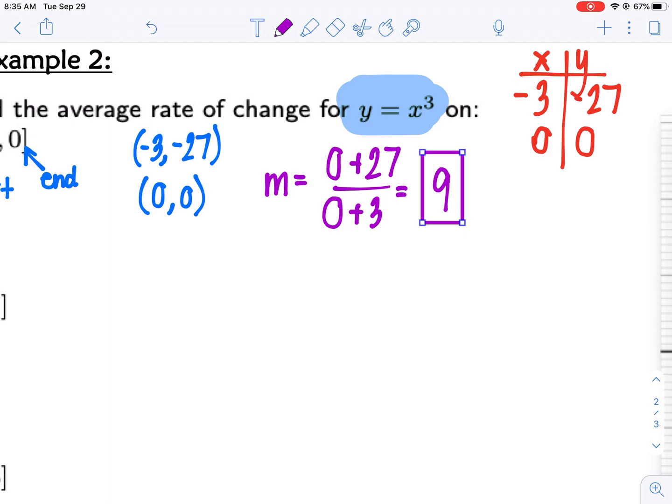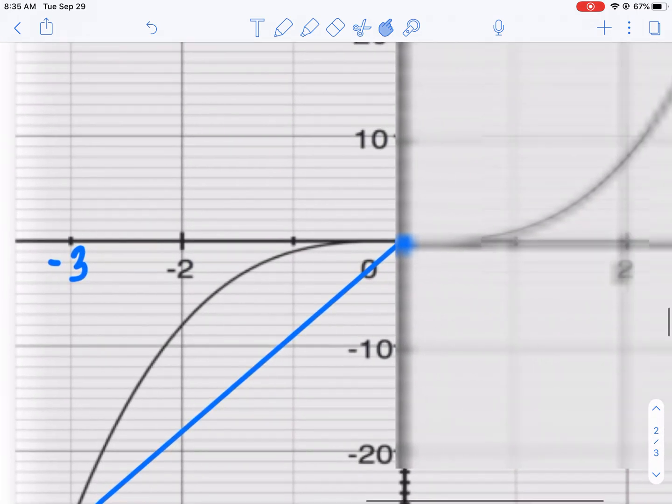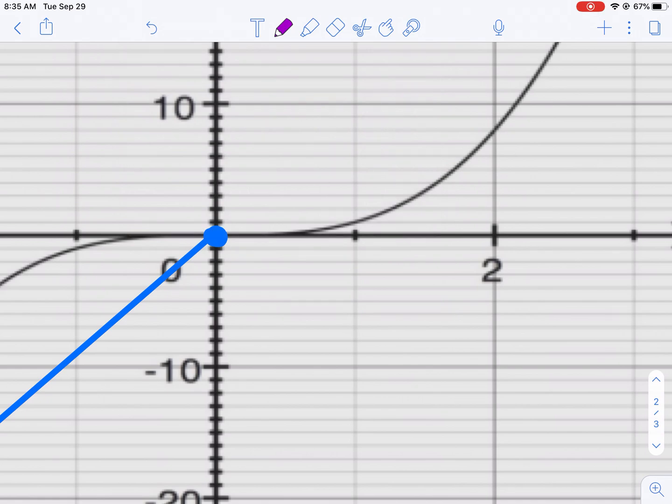Saved by the bell. I'm just kidding. There's still more to go. Okay? Let's do the next one. We're going from the point 0 as my x to the point 1. So that means I'm finding, start here to here. Little baby one. But that's the slope I'm finding now.